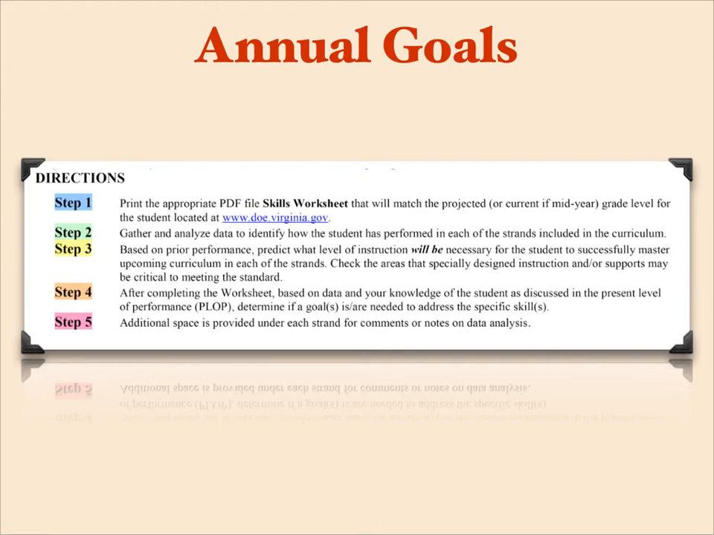So based on the PLOP statement, what is necessary for that particular child? What do they need to have? What is critical in being able to meet those standards? And after we've completed that worksheet, based on that data that we've collected and the knowledge that we have of this student and what we've gained from the PLOP, then that's when we can go in and address those specific skills. And any additional space is there under the strand for comments or notes. And so we're going to sit here and take it a step at a time. And I love these kind of worksheets, and the Virginia DOE has done a pretty good job of stepping that out.